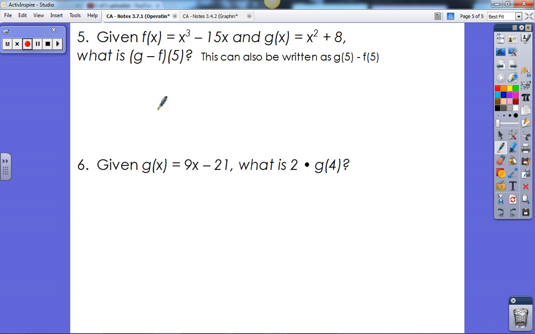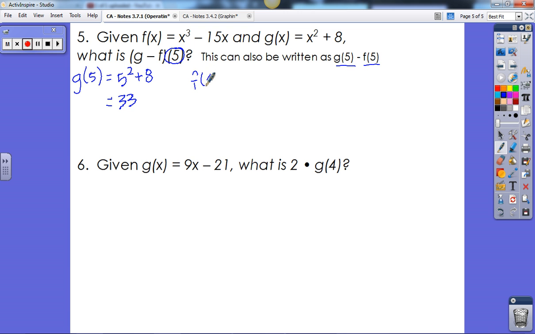Alright, lastly, if I am asked to subtract, but now it's given me a specific value to evaluate each function at, first I'm going to find what g of 5 is, then what f of 5 is, and then I'm going to subtract their answers. So if I plug in 5 to my function g, I get 5 squared plus 8. 5 squared is 25. 25 plus 8 is 33.